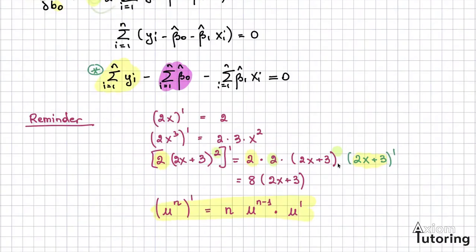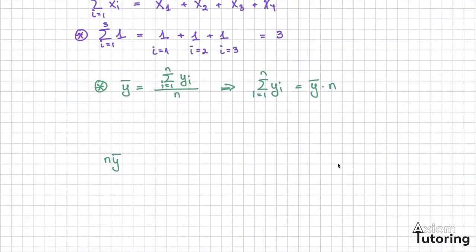Then for the second one, in here, you've got the sum of the beta null. Now keep in mind, beta null doesn't have an I, which means that it is just a constant. So this constant is going through the loop n times, and it means I'm just going to write it as n times beta null.